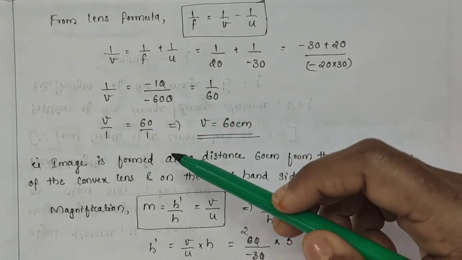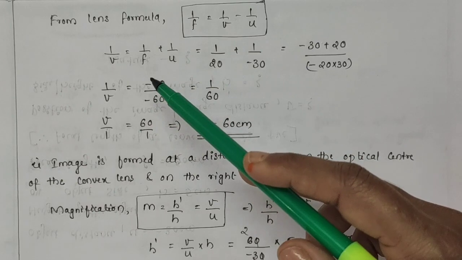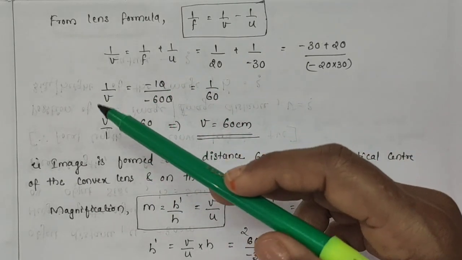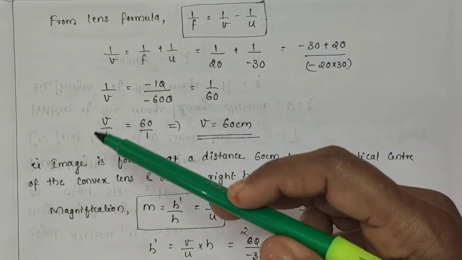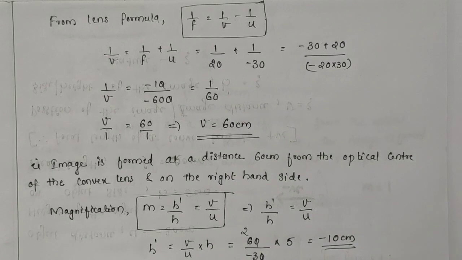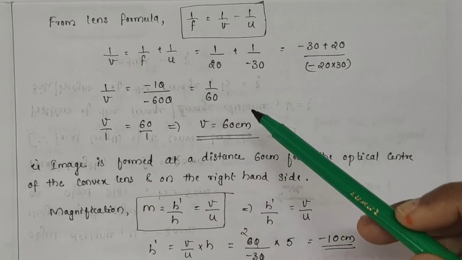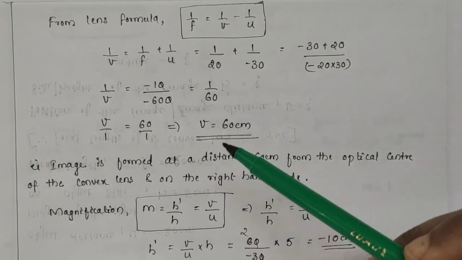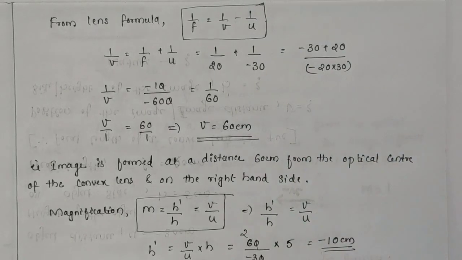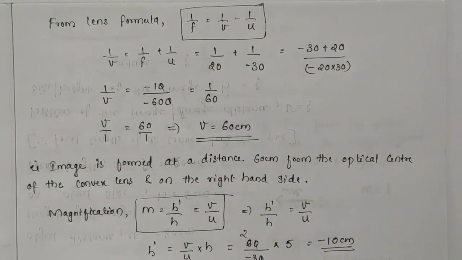One 0 from the numerator and one 0 from the denominator can be cancelled, so minus by minus becomes plus. So 1 by v equal to 1 by 60. So v by 1 equal to 60 by 1, that is v is equal to 60 centimeters. That is, the image is formed at a distance of 60 centimeter from the optical center of the convex lens. And this is plus 60 centimeters, so the image is formed on the right hand side.